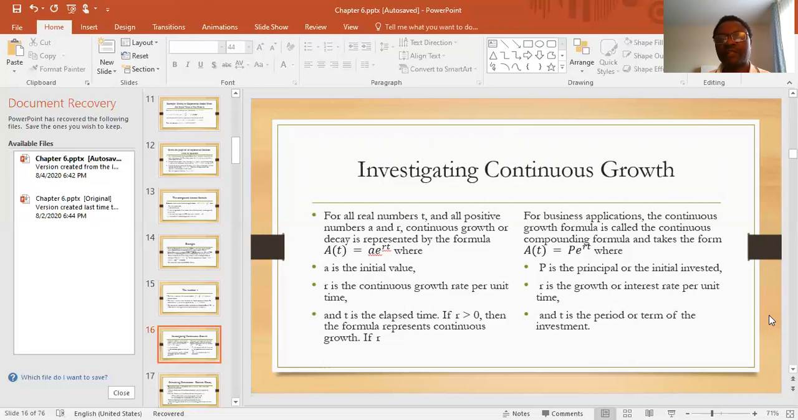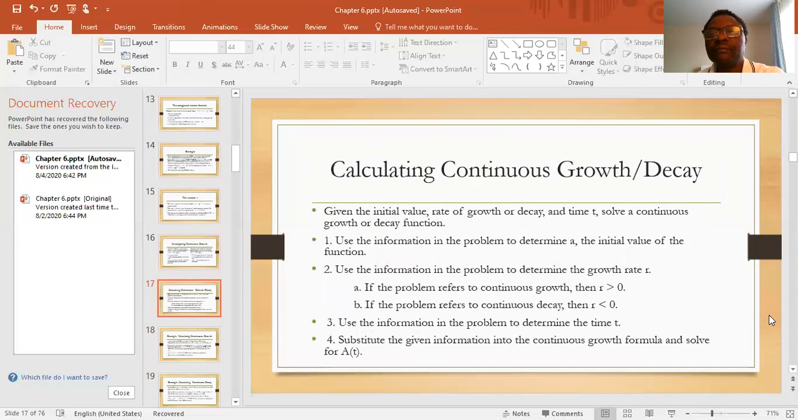We can re-express this as A of t equals P e raised to power rt, where P is the initial amount invested, r is the growth rate or the interest rate per unit time, and t is the period or term of the investment. So we can use the continuous growth and decay formula depending on what the value of r is.